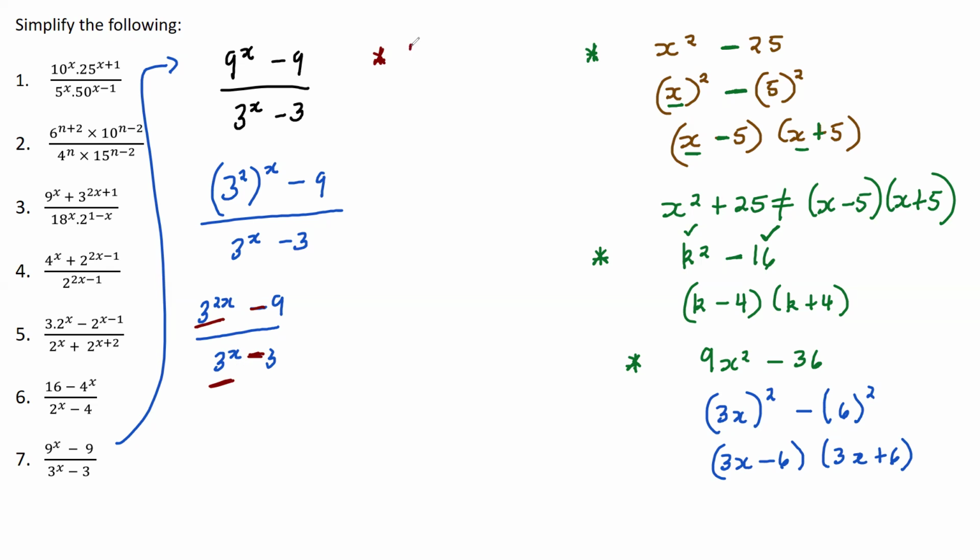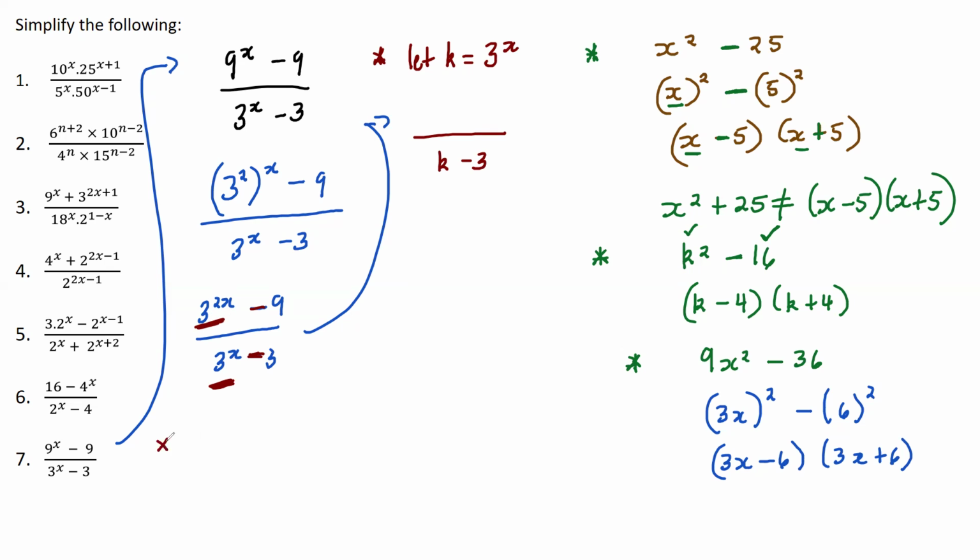What if I said, let K be 3 to the power x? I just want you guys to see the visual part of things. Let K be 3 to the power x. Check this out. At the bottom here, instead of 3 to the power x, I can write K minus 3.